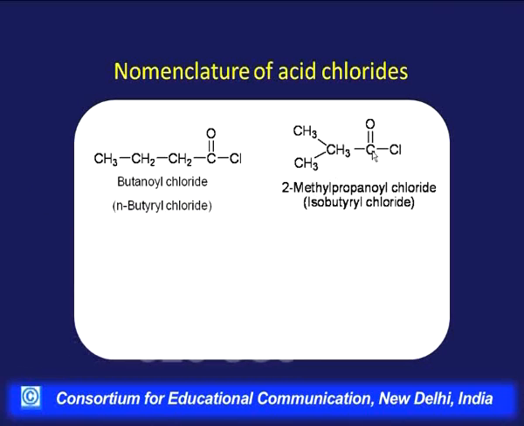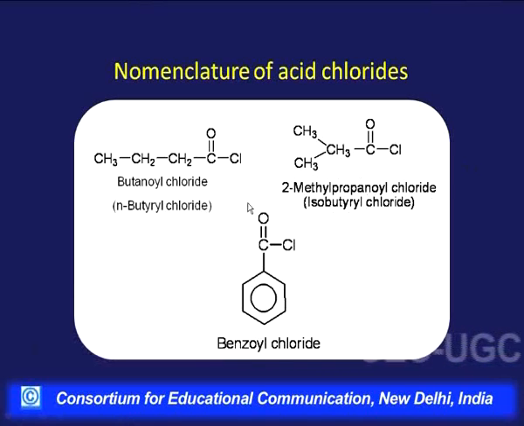Similarly, this acid is again a 4 carbon acid, but one of the methyls is present as a substituent. So, the longest chain is of 3 carbons. When we want to name it according to the IUPAC system, it is 2-methylpropanoic acid, and OH is replaced by Cl. So, it becomes 2-methylpropanoyl chloride, and the common name for this will be isobutyryl chloride, because the acid from which this has been obtained is commonly known as isobutyric acid.